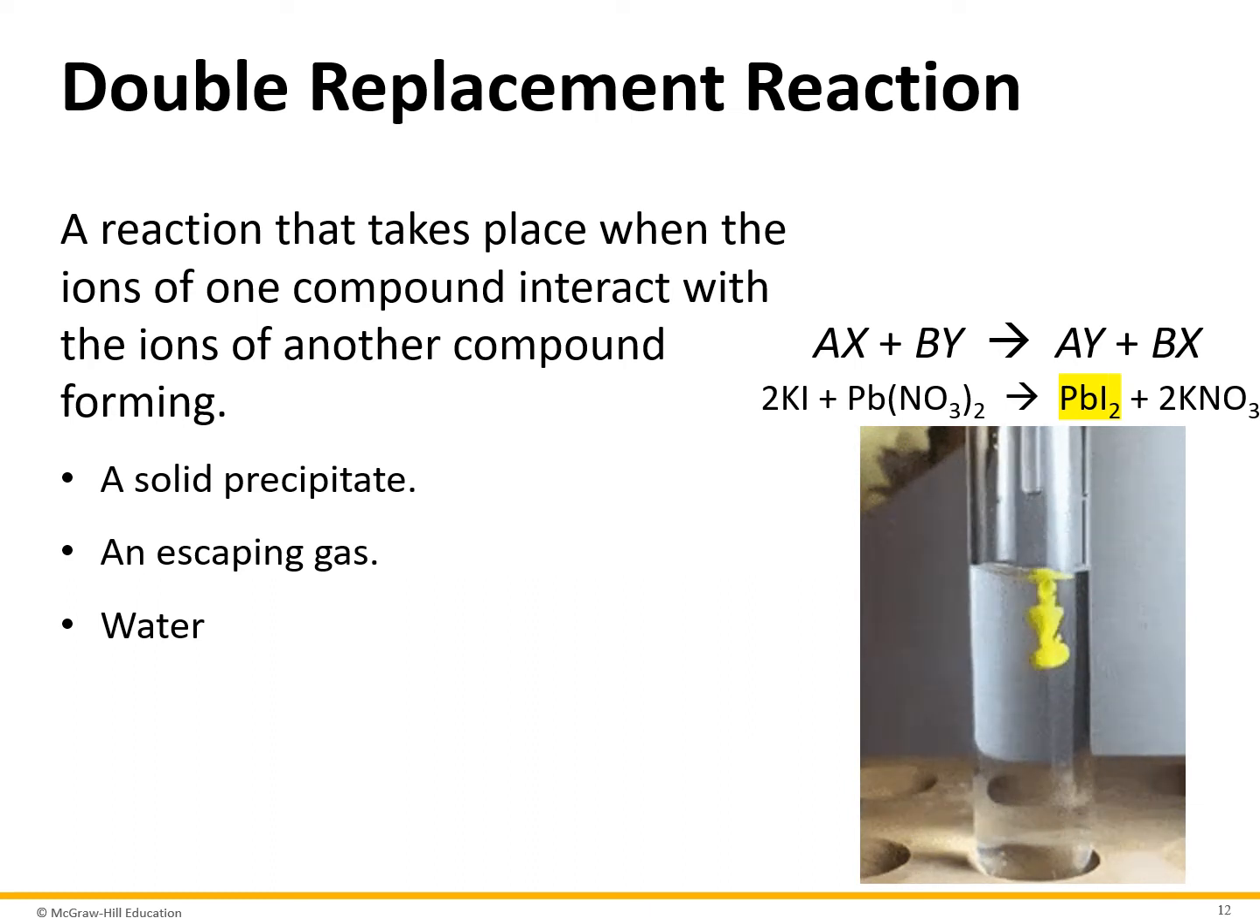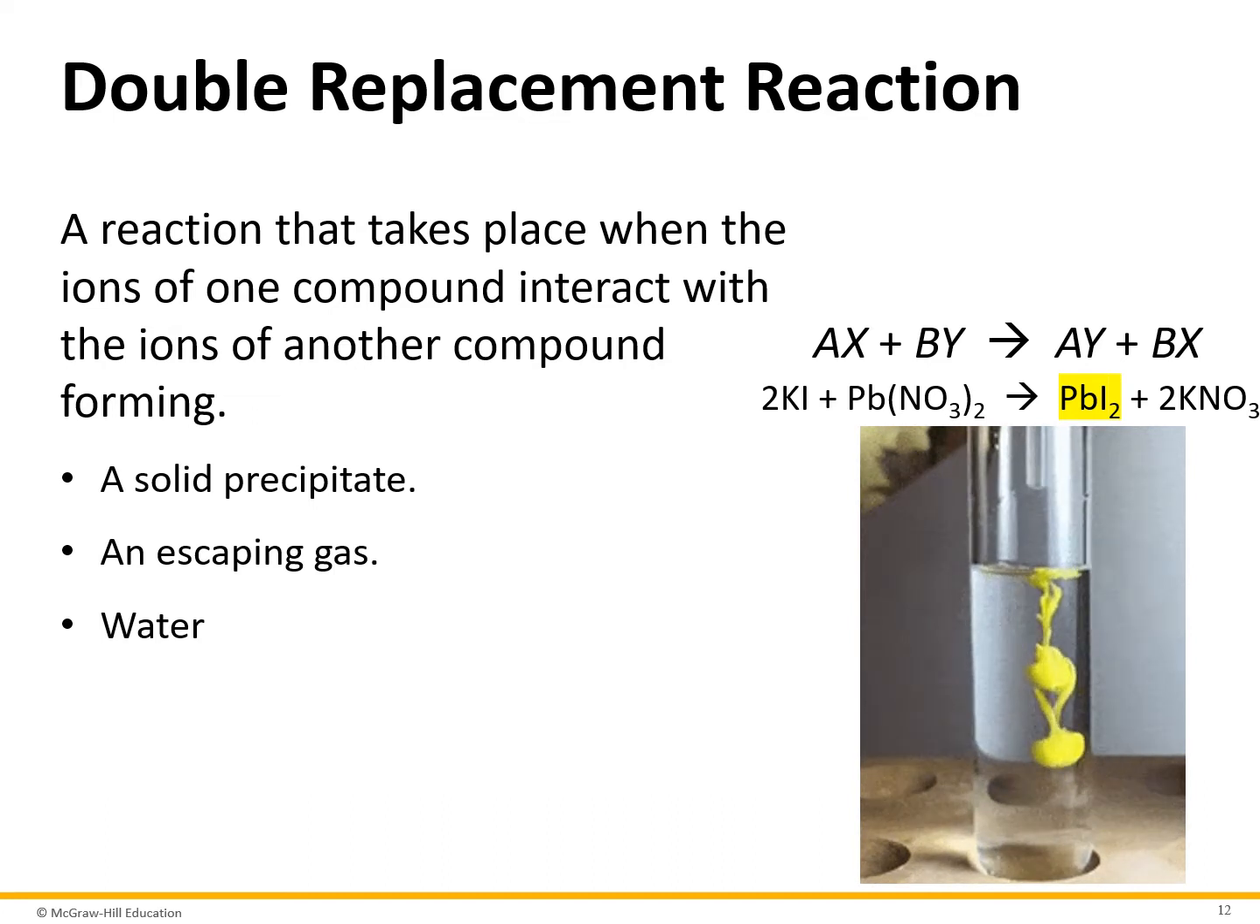Okay, and here's a really beautiful example of that. In this GIF, we have a solution of potassium iodide being added to a solution of lead nitrate. Both of these are clear colorless salts, and they form clear colorless solutions when dissolved in water.